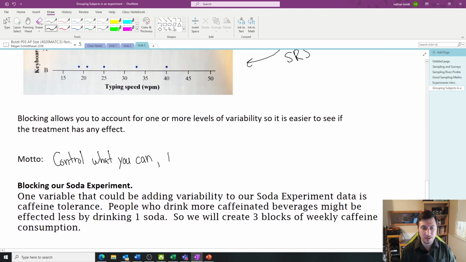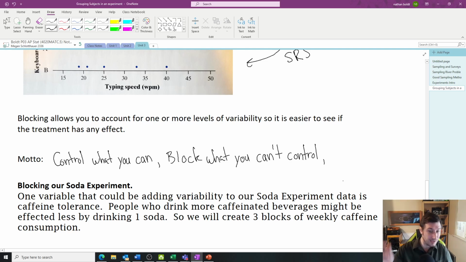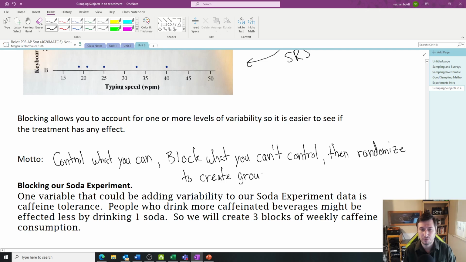And then you block what you can't control. I can't control if you are a smartphone user or not, but I can block by it. That will help get rid of the variability. Control what you can, block what you can't, then randomize to create groups that are similar.